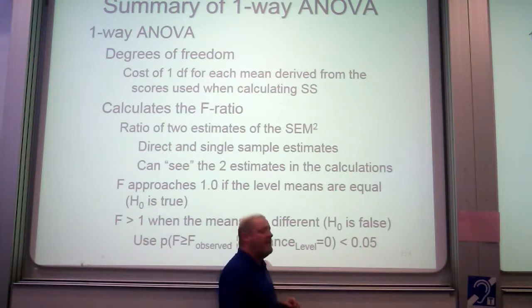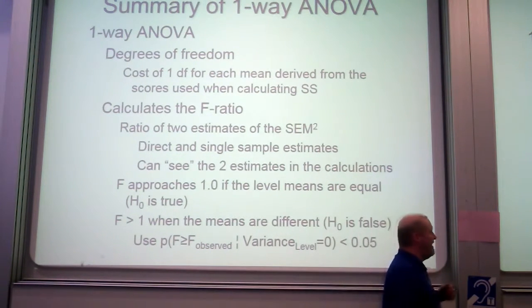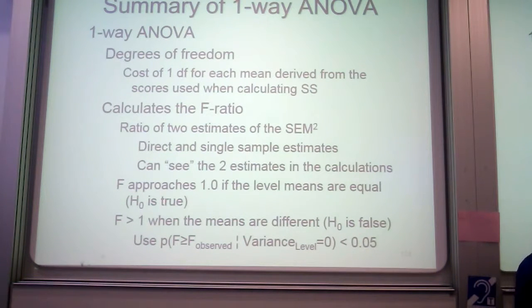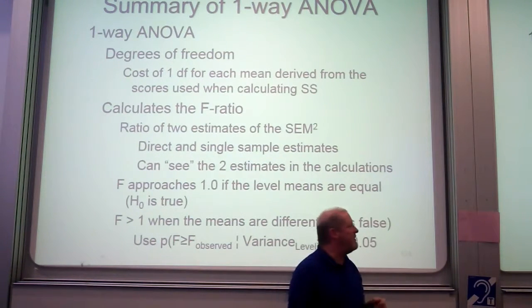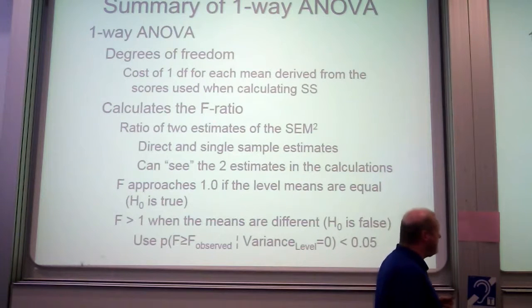As always, degrees of freedom, you just lose one for every mean that you have to calculate. We're going to take two estimates of the standard error of the mean, the direct and indirect calculations, and ask if their ratio is 1. I assume F ratio because of Fisher's. I assume it's called Fisher's ratio. Everyone refers to it as the F ratio.